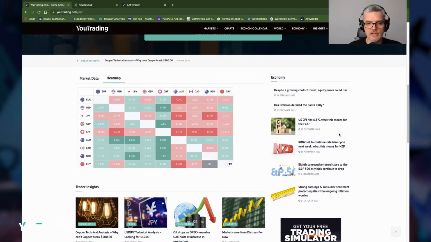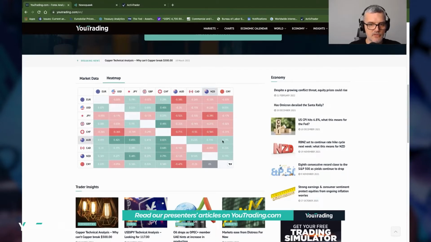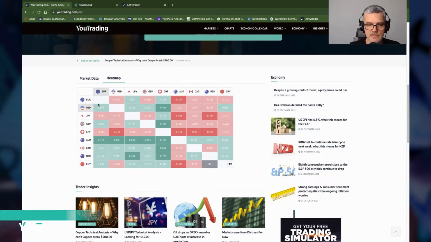Starting with the YouTrading.com forex heat map, we can see here the Swiss franc, the yen and the euro are weakening. The bottom left-hand corner is green, so we're seeing moves into the commodity pairs and out of the safe havens. So more of a risk-on day today, with moves into commodity pairs and most likely into equities.